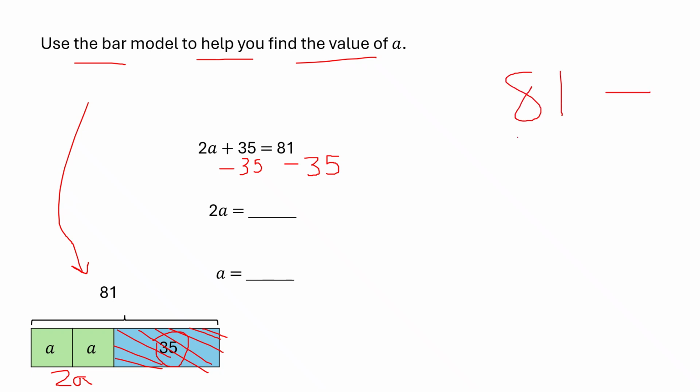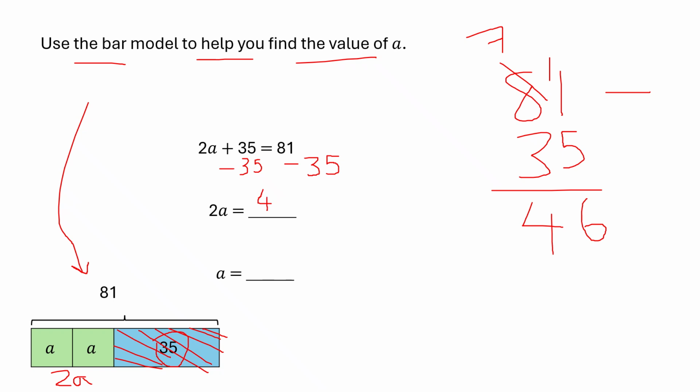Okay, so let's just do a column subtraction, obviously putting our values under the correct place value. 1 minus 5, I can't do, so I borrow. That becomes a 7. That now becomes an 11. 11 take away 5 makes 6. And 7 take away 3 is 4. So we have two lots of A, so 2A is 46.